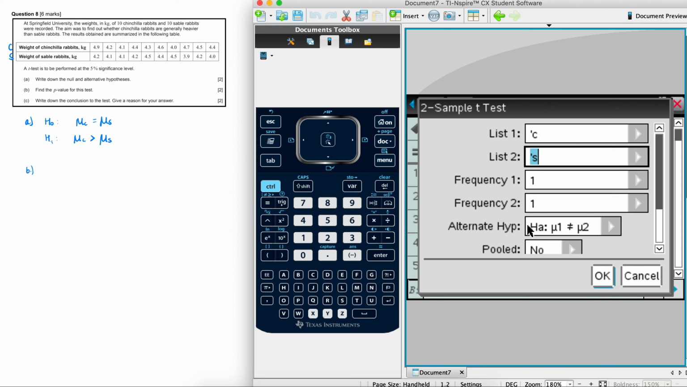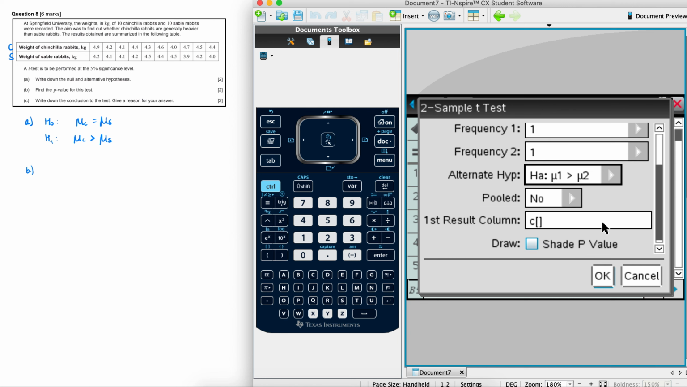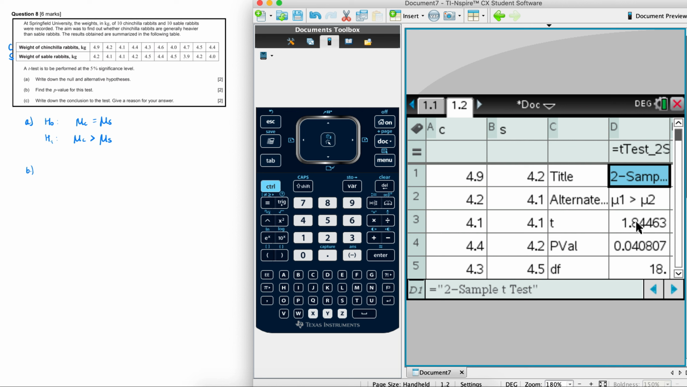And then we need to correct the alternate hypothesis. So it automatically will put it in as this one. We want the top option there. We want 1 to be bigger than 2, because 1 is C and 2 is S, and we want C to be bigger than S. And then we always need to change the pooled. So we should have pooled yes. Okay, if you don't tick that, you'll get it wrong. So pooled is yes, and then that gives me my t-test and my p-value.